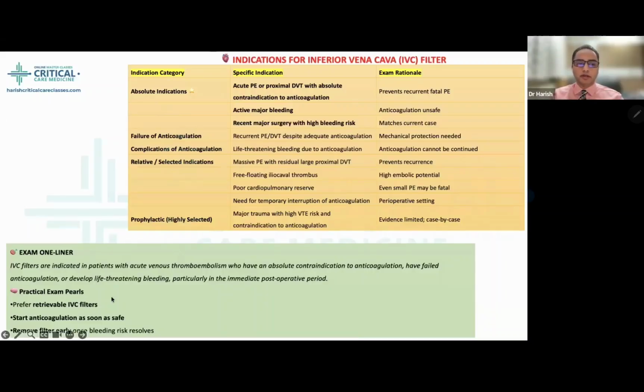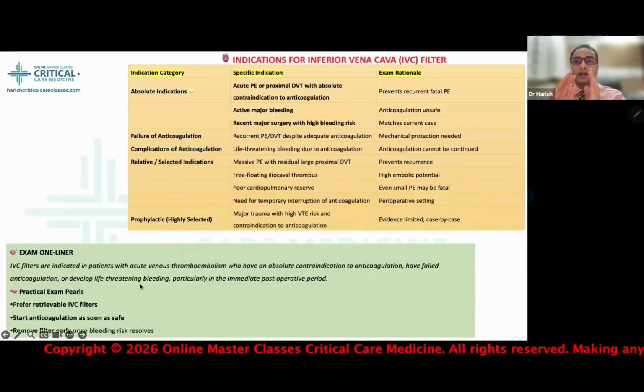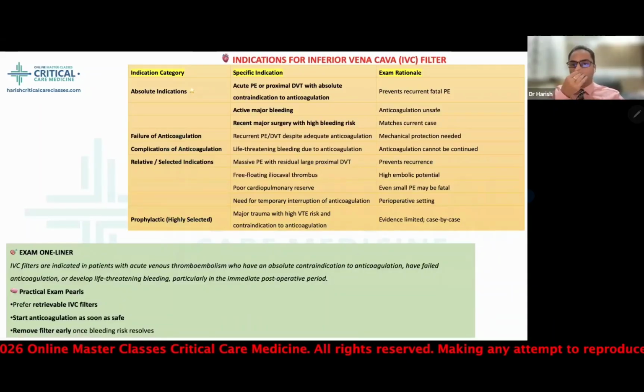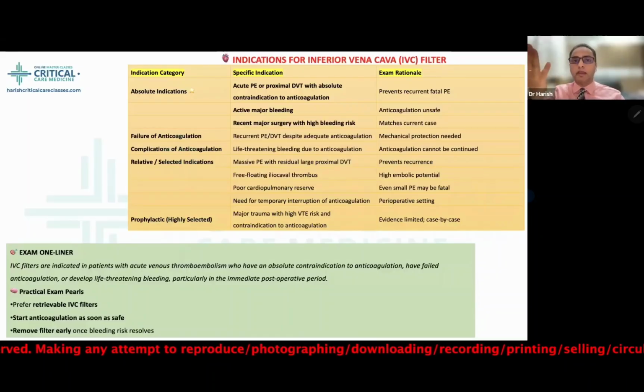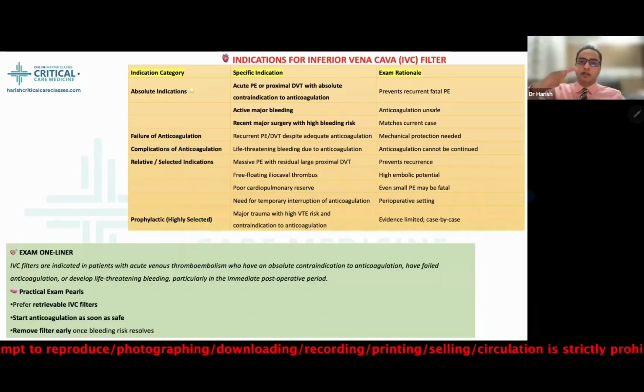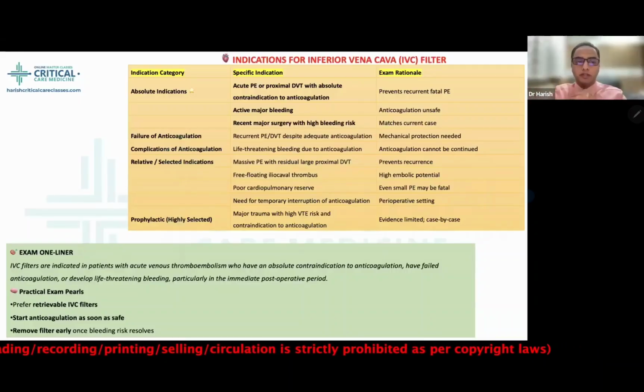Okay. So IVC filters are indicated in patients with acute venous thromboembolism who have an absolute contraindication for therapeutic anticoagulation, have failed anticoagulation, or develop life-threatening complications like bleeding, particularly in the immediate postoperative period. So prefer a retrievable temporary IVC filter. Remember, IVC filters per se are prothrombotic because they cause sluggish blood flow. Again, they may increase the risk of thrombus. The only thing is they prevent the movement of thrombus from the lower limb reaching the pulmonary circulation.